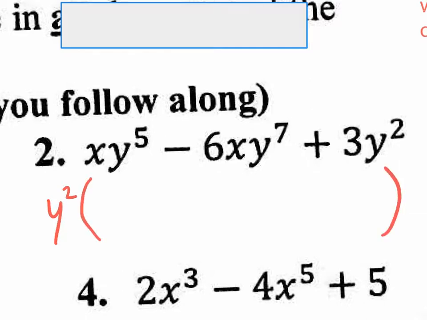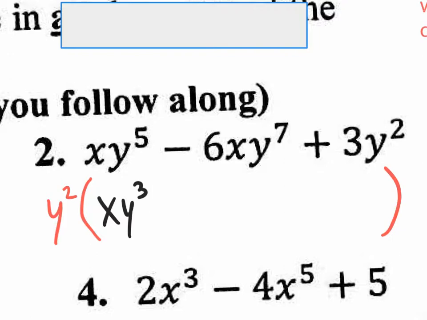So if I were to pull out a y squared from this first y to the 5th, how many y's would I have left? What would my first term actually be? xy to the 3rd. Okay? Again, the logic is y squared, that's your GCF. Y squared times what will get you a xy to the 5th? Well, that would be xy to the 3rd, because if you do multiply y squared times xy to the 3rd, that would get you xy to the 5th.